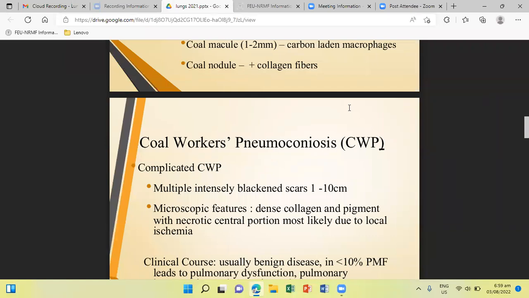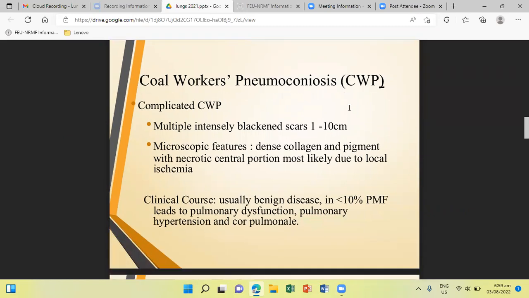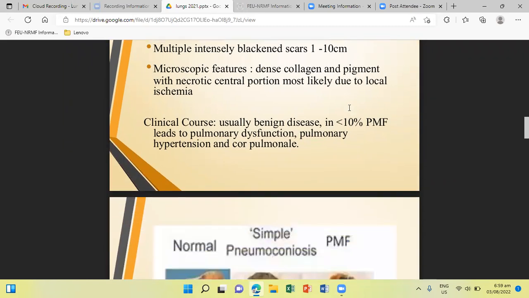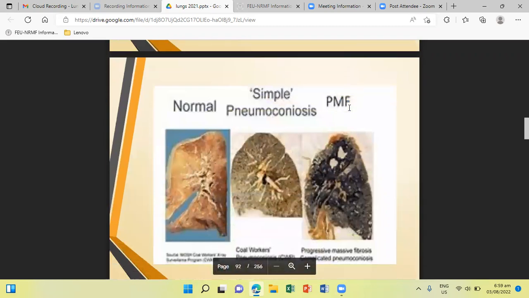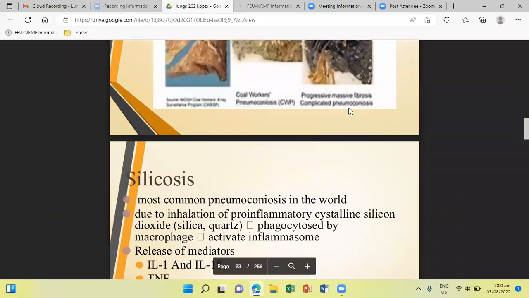The microscopic feature would give you dense collagen and of course pigment deposition. And the clinical course is usually benign, but in less than 10%, it may go into progressive massive fibrosis. So this is just another illustration showing you the expected sequelae of the disease should it progress to a complicated case. So that's the first, which is coal.